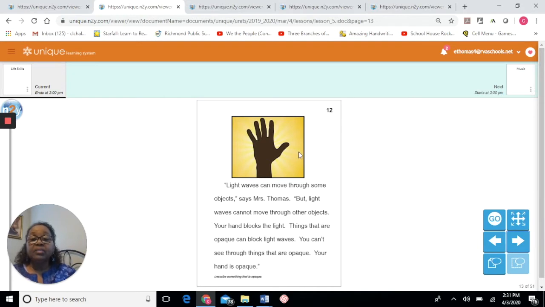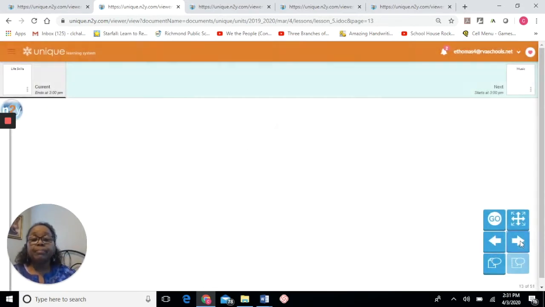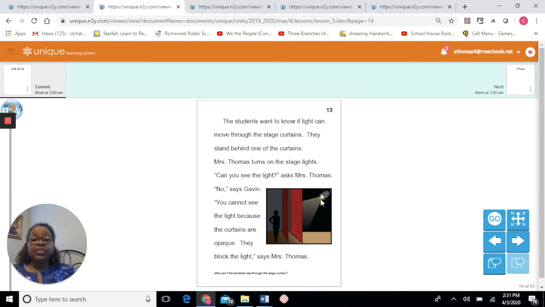Your hand is opaque. So if you put your hand up to the light, it will block the light from getting in your eyes. Now, this is an example of another opaque. The light cannot go through those very thick curtains. So the person behind the curtain cannot feel or see the light.